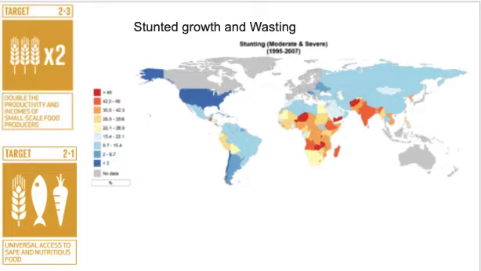This is in stark contrast with stunted growth and wasting. Again, on this map we can see the presence of stunted growth and wasting, and unsurprisingly we see the dominance of the Indian subcontinent and sub-Saharan Africa. What actually is quite shocking here is the United States does feature as a country that has stunted growth and wasting. This is despite the United States being the richest country in the world.